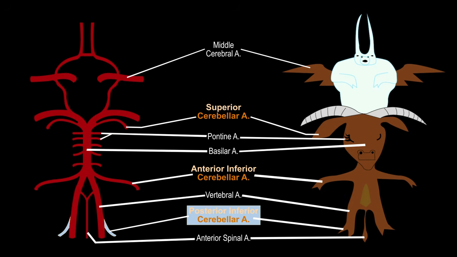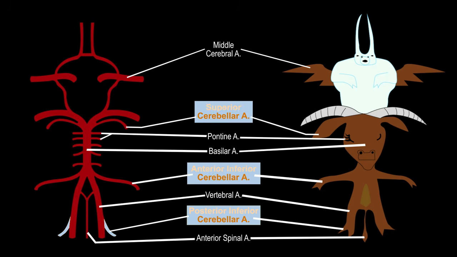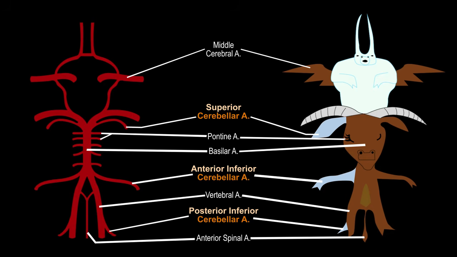The posterior inferior cerebellar artery branches off from the vertebral artery and is one of the three main arterial blood supplies of the cerebellum. You can think of the three arteries that supply the cerebellum as the outer hoof, the front leg, and the ear of the cow. All three arteries have names ending with cerebellar artery.